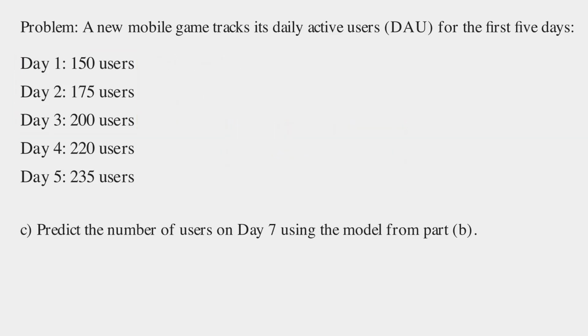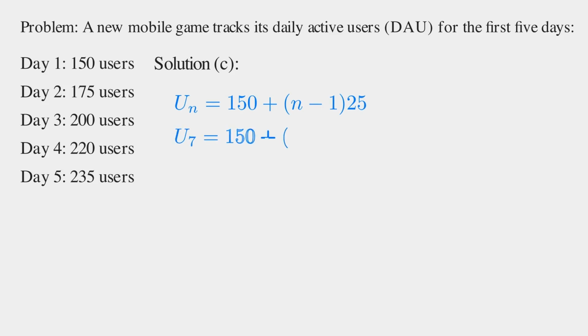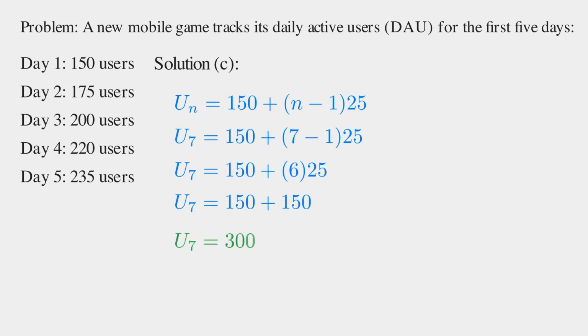Now we can predict the number of users on day 7 using this model from part B. So using our derived formula, we get un is equal to 150 plus n minus 1 times 25. For day 7, we set n equal to 7. So u7 is equal to 150 plus 7 minus 1 times 25. This simplifies to u7 equal to 150 plus 6 times 25, which gives us 300 users on day 7.